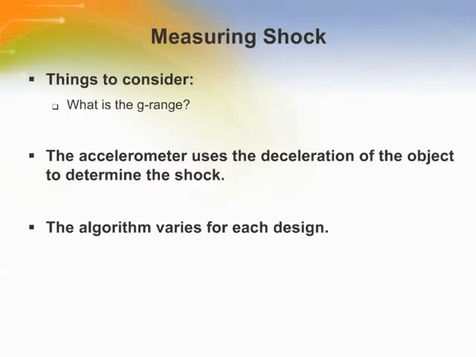The biggest thing to consider for shock measurements is the G range. The accelerometer uses the deceleration of the object being measured to determine the shock. For example, a force of plus or minus 1g is measured for shock detection during tapping, or measured up to plus or minus 250g during a car crash. The algorithm for each design also varies with the type of shock or fall that it's receiving. The algorithm entails setting the threshold at a predetermined shock level.